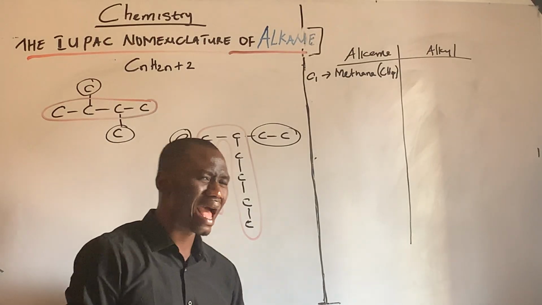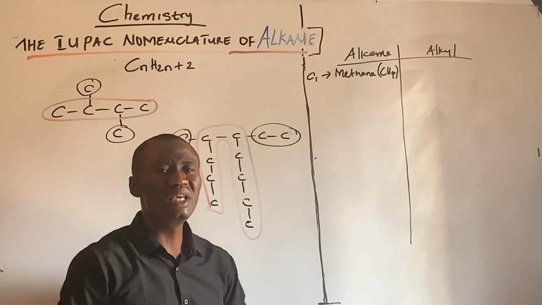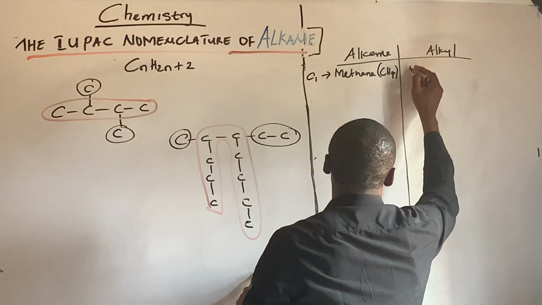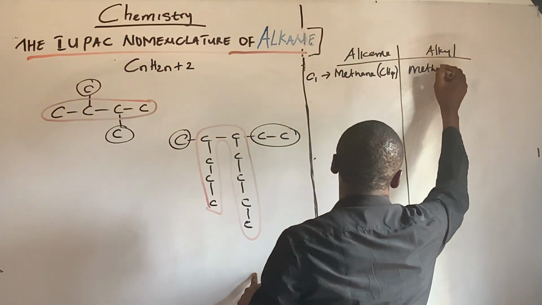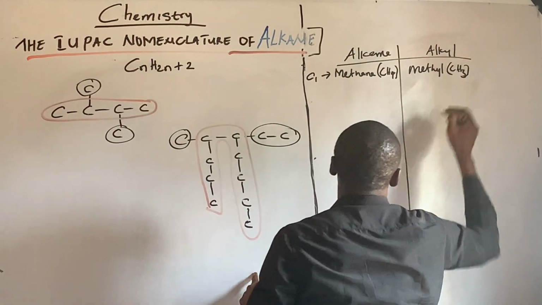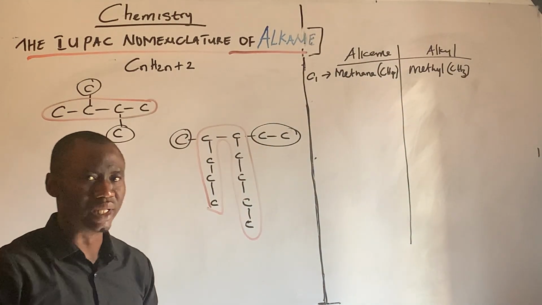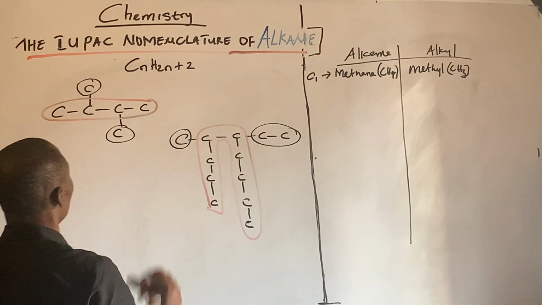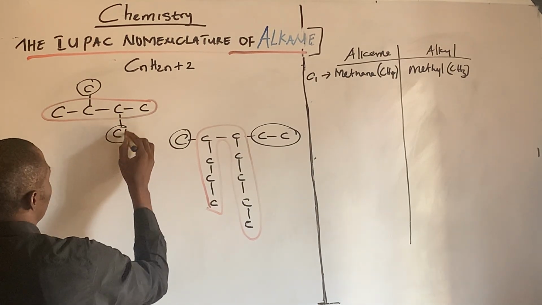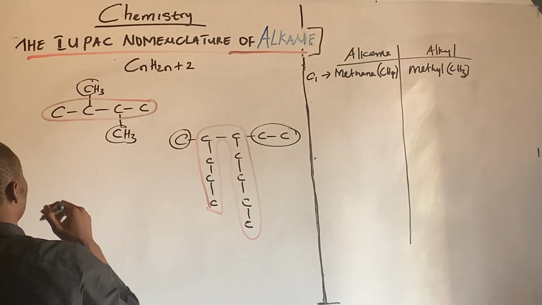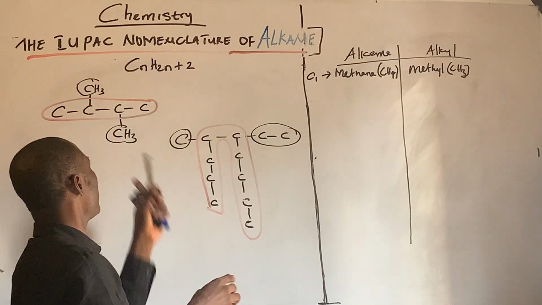What if one hydrogen is lost from this carbon? It becomes methyl, which is written CH3. All right. Now we have found one substituent. Let's include it in any of these. So let's use this one first. CH3. Now, how do we name this compound?